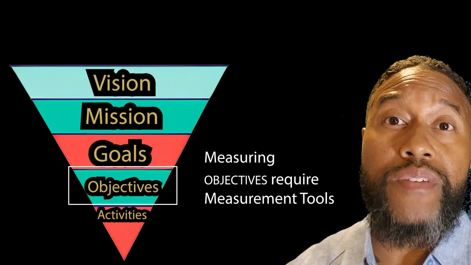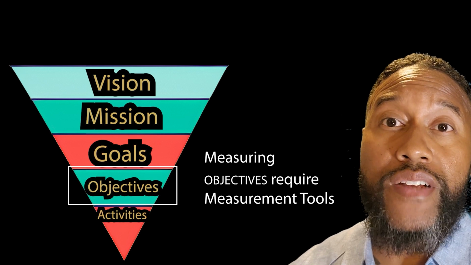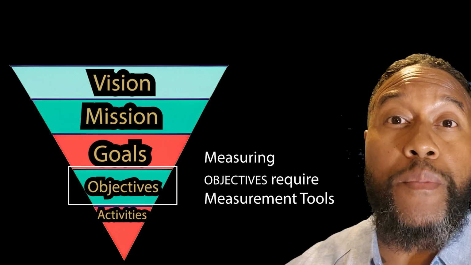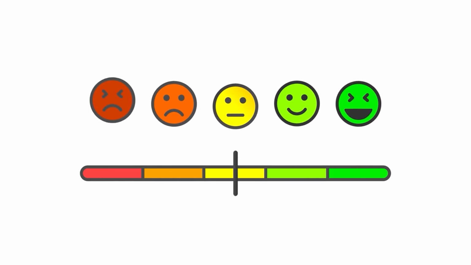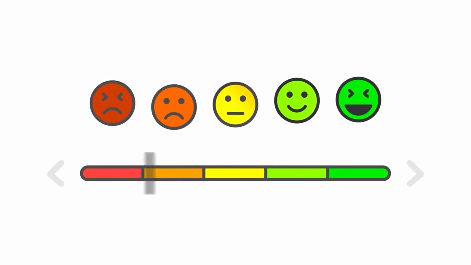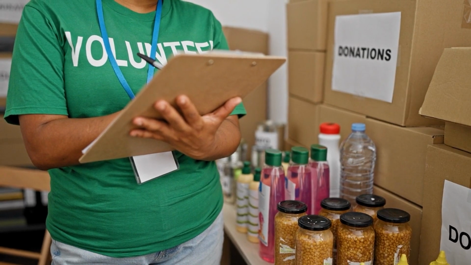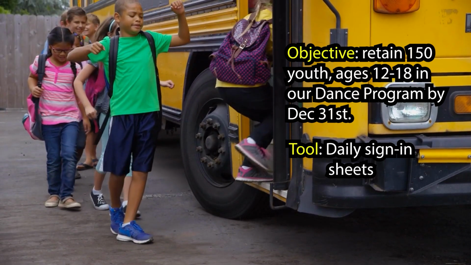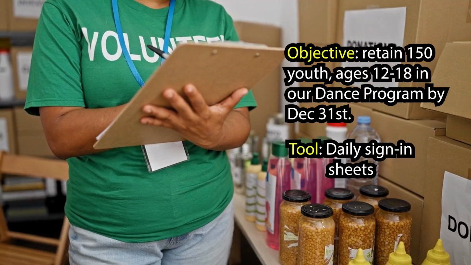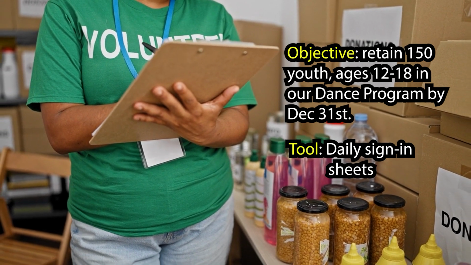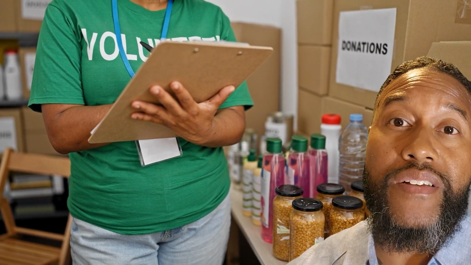We have our measurable objectives and our benchmarks to tell us if we're on the right track, but the way that we're able to measure is with measuring tools. The tools that we use to measure our objectives is how we evaluate the program. For example, sign-in sheets. If we want to retain 150 kids in a program, in order to evaluate if we've met this objective, all we have to do is check the sign-in sheet. That's our measuring tool for this particular objective.